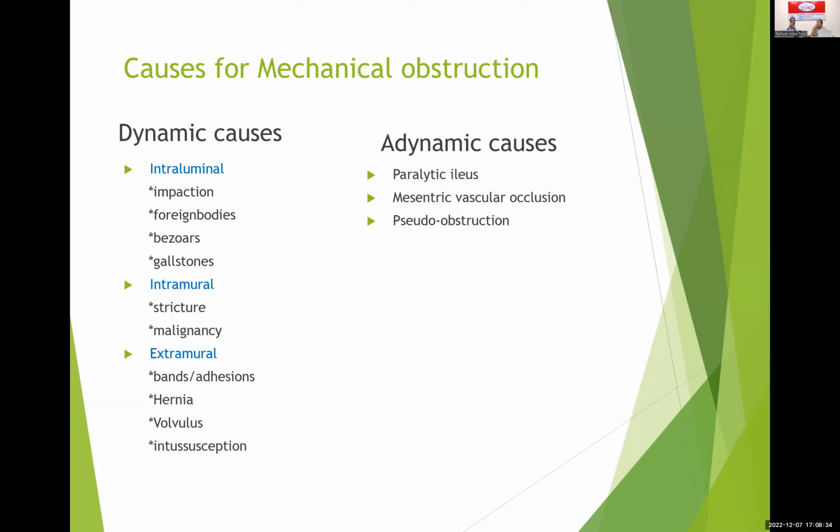So can someone tell me what is a typical presentation of a patient who is coming to you with intestinal obstruction? He will have acute abdominal pain. There will be recurrent vomiting. Abdominal distension, yes. Vomiting. Colicky.